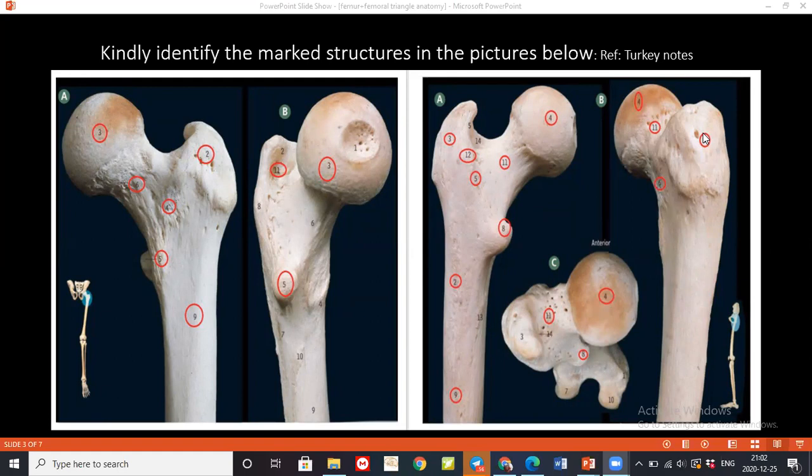Okay, can you tell me how the hip joint is formed? The hip joint is formed between the head of the femur and the iliac bone, with the glenoid cavity. What kind of joint is the hip joint?